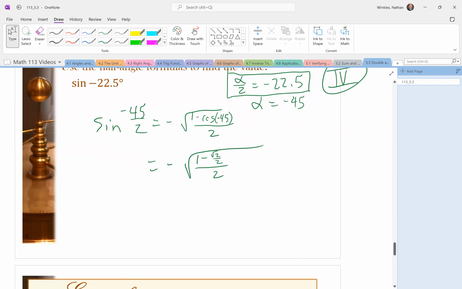Obviously, we want to simplify this as much as we can. So this is negative square root of 2 minus root 2 all over 4, which means this is negative 1/2 times the square root of 2 minus square root of 2. I know it looks ugly, but that's what we're going to have to end up with in some cases.